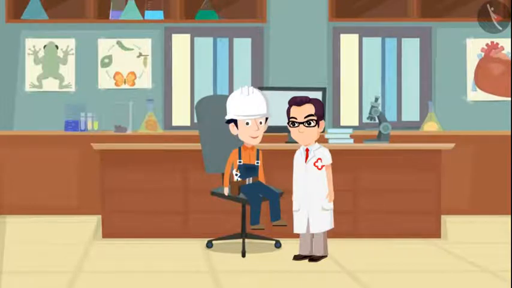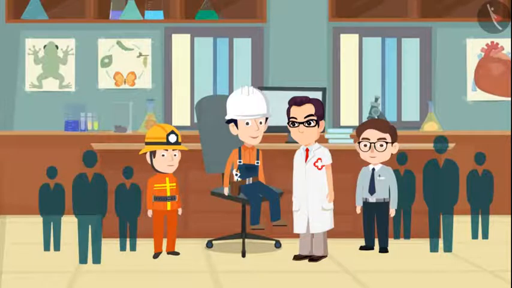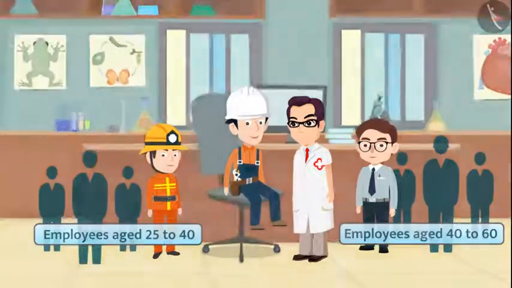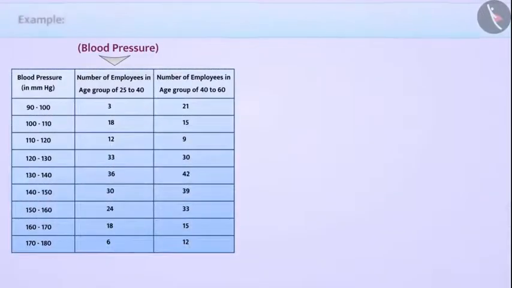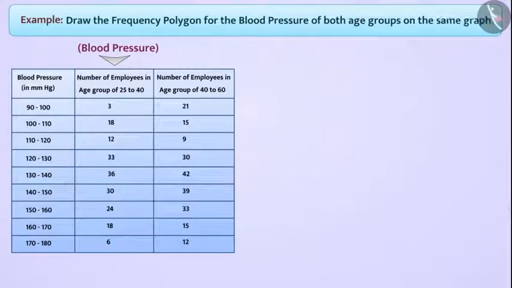The doctor divided the staff into two age groups before examining: the employees aged 25 to 40 and employees aged between 40 to 60. After this, doctor examined the blood pressure of all employees and made the report shown. Draw the frequency polygon for the blood pressure of both age groups on the same graph. Pause the video and try yourself first.